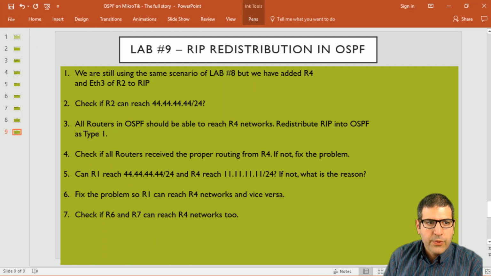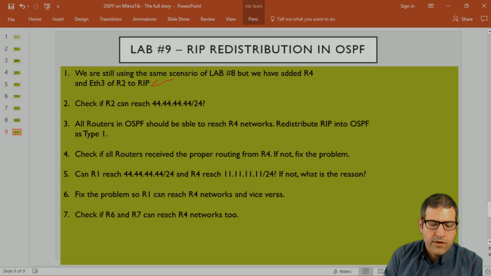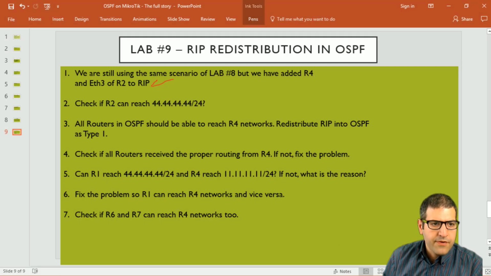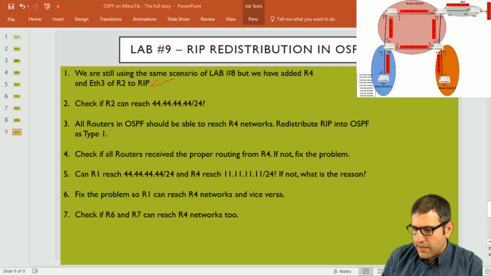Point number 1. We are still using the same scenario of lab 8, but we have added router 4 and Ethernet 3 of router 2 to RIP. So all interfaces on router 4 are on RIP, and Ethernet 3 of router 2 is on RIP. Okay, point number 2. Check if router 2 can reach 44.44.44.44. Alright, let me just put the lab here, and then we go to router 2.